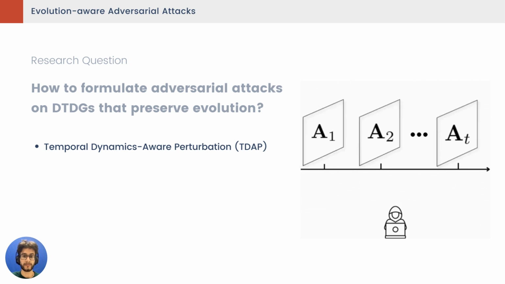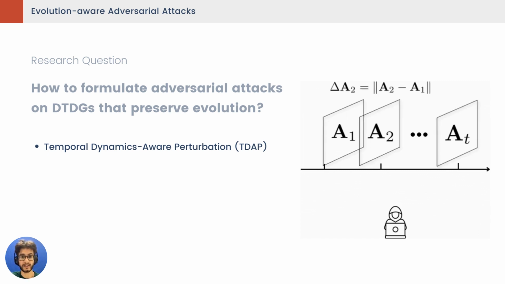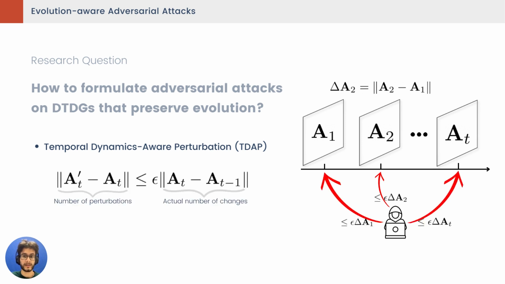In this framework, we propose that the adversary should first calculate the number of changes at each timestamp relative to the previous timestamp. Let's call it delta A_T. Then he should add the perturbations at that timestamp that are no more than a small fraction epsilon times the change. Thus, he will do that for all the timestamps that are involved, and this constitutes our temporal dynamics aware perturbation constraint.